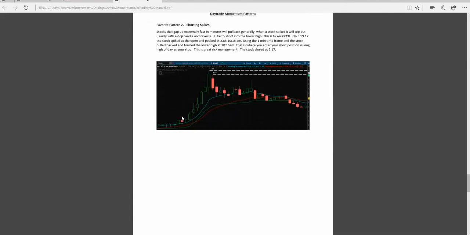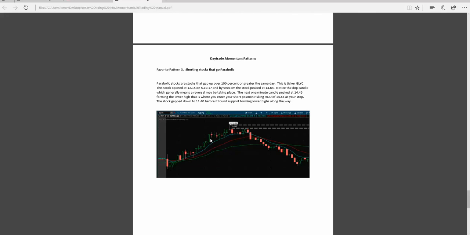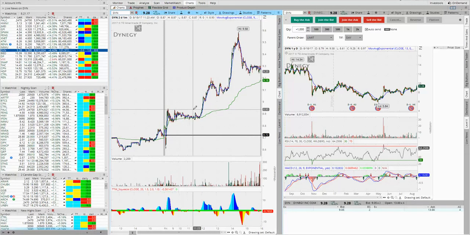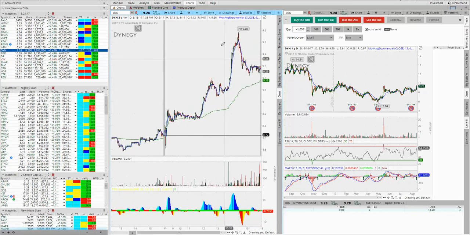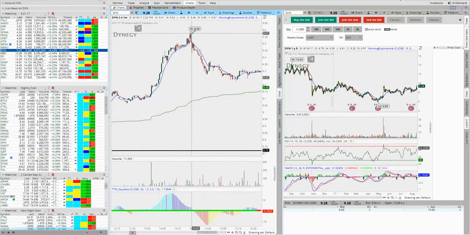So yeah, so here it is. You see, these are those parabolics. They just slowly grind, and same pattern here, right? This thing ripped all day, kind of was squeezing shorts all day. That's why it keeps ripping the way it was ripping. But look, it got to that high of day, and then here's the wash.